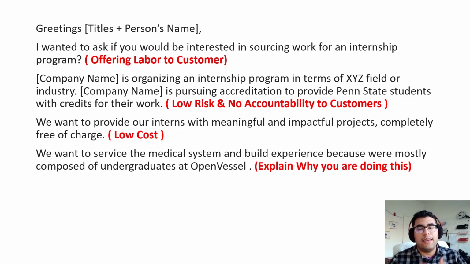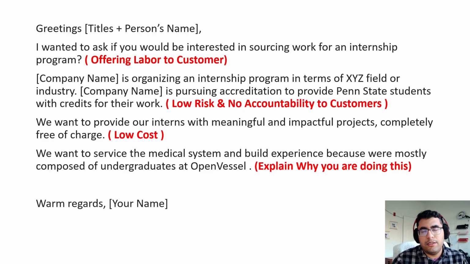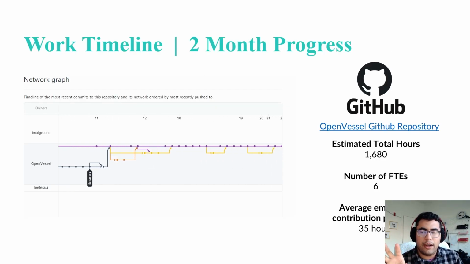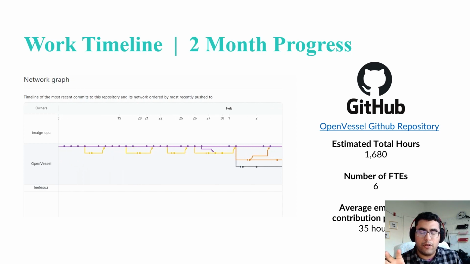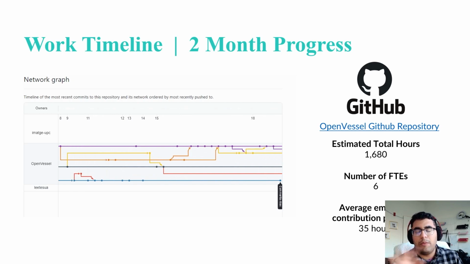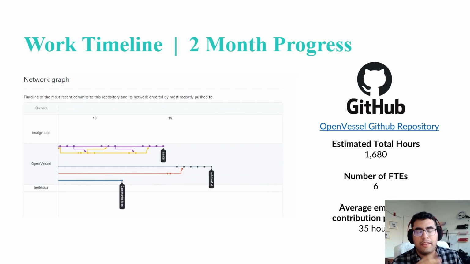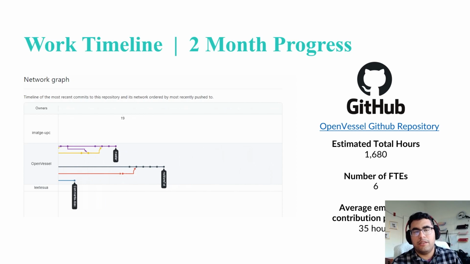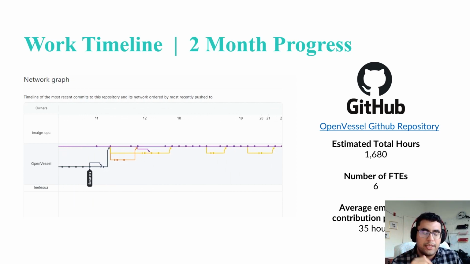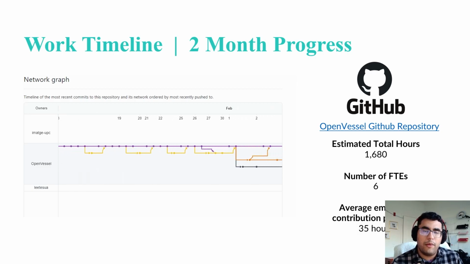Like, here, we're doing this, and this is valuable to you because you can do stuff you can't do otherwise without finding somebody. Warm regards, your name. So this one email actually helped us get 2 months of work, over 1,500 hours of work. We had full-time equivalents, on average like 35 hours, and then we have this open source repo. So just off of that one email, we had the opportunity to source so much work to basically train a model for their problem, if that makes sense.